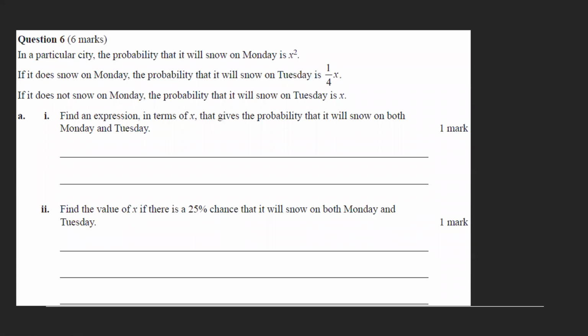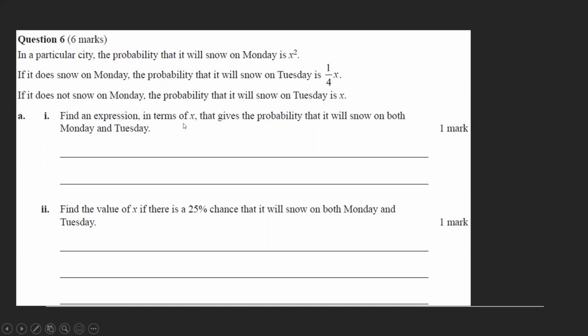Question 6, a typical tree diagram question. Well, I spoiled the fun, but that's the way you do the question. In a particular city, the probability that it will snow on Monday is x squared. If it does snow on Monday, the probability that it will snow on Tuesday is a quarter x. If it does not snow on Monday, the probability that it will snow on Tuesday is x.